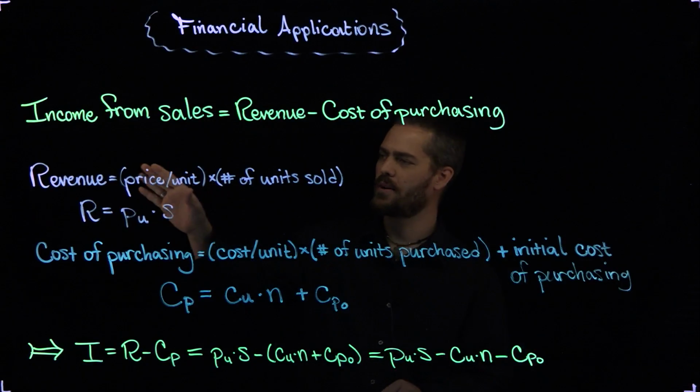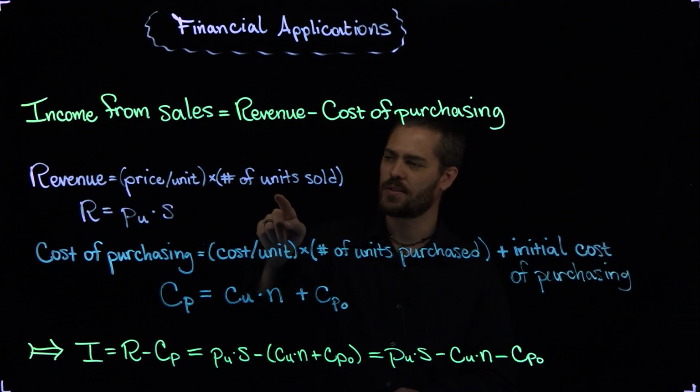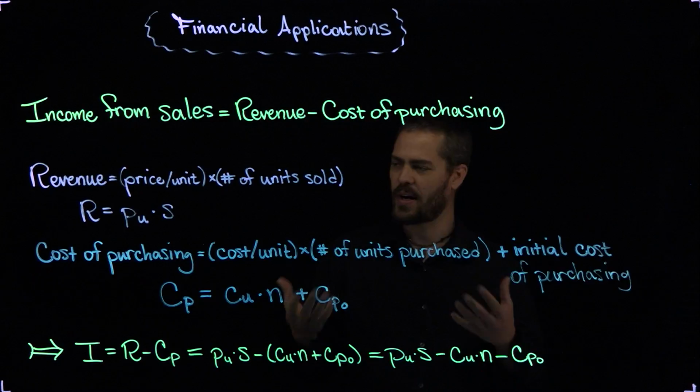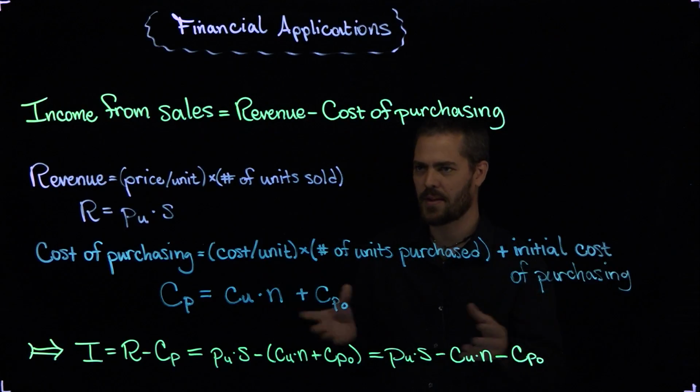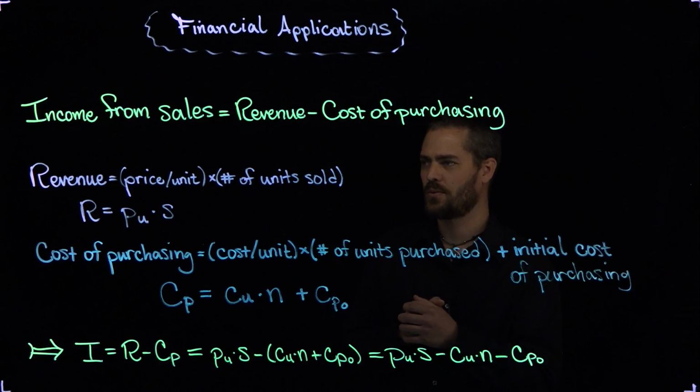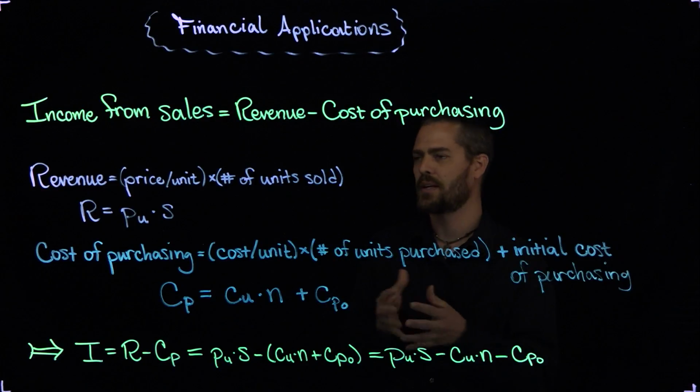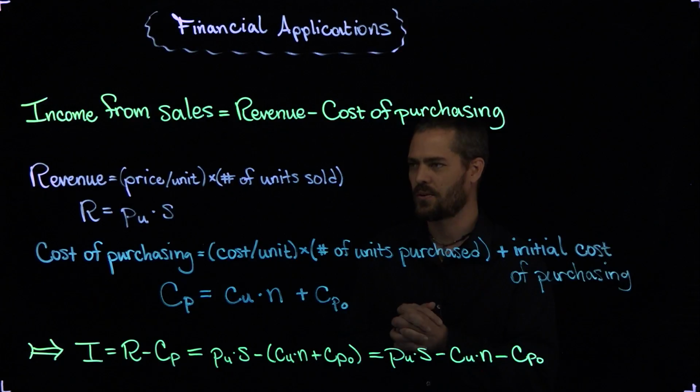Let's also look at revenue as the price per unit times the number of units sold. So if you have a certain price and you're selling the item at your store, you multiply that by the number of those units that are sold and you get a revenue from that. It's how much money you made from the things that you sold.